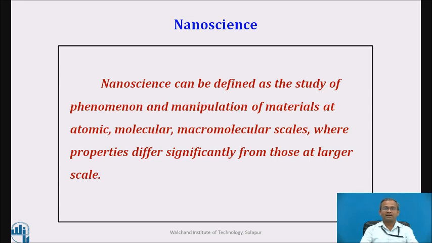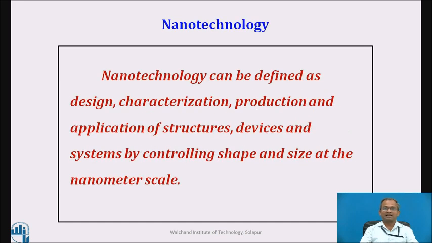Nanoscience can be defined as the study of phenomena and manipulation of materials at atomic, molecular, and macromolecular scales where properties differ significantly from those at the larger scale. And nanotechnology can be defined as the design, characterization, production, and application of structures, devices, and systems by controlling their shape and size at the nanometer scale.